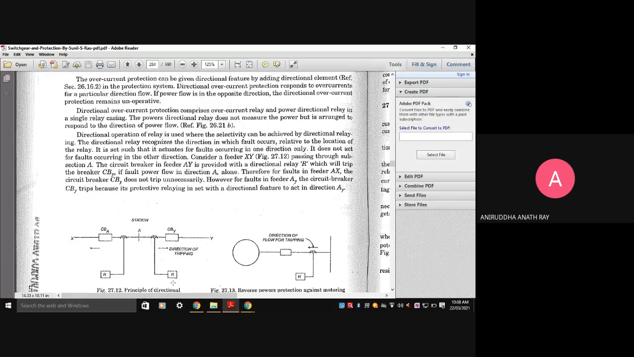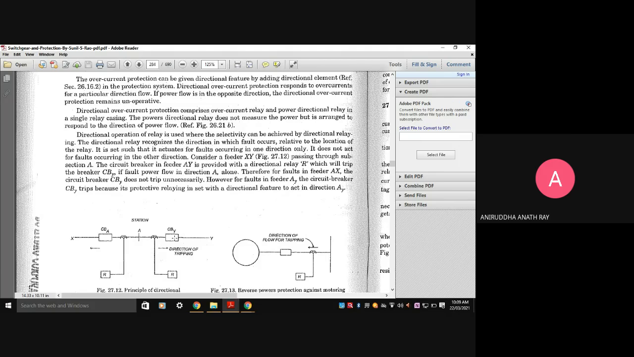This relay R is going to trip the circuit breaker CBY if the fault power flow takes place in this direction only. However, if the fault takes place in this feeder AX, the circuit breaker CBY does not trip unnecessarily. However, when the fault takes place in the feeder AY, the circuit breaker CBY trips.